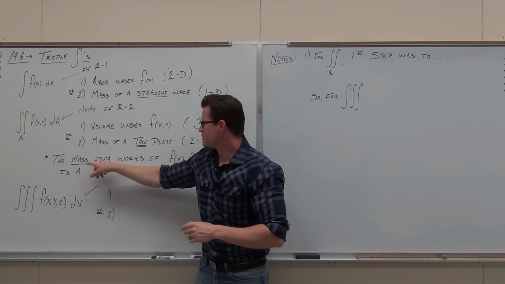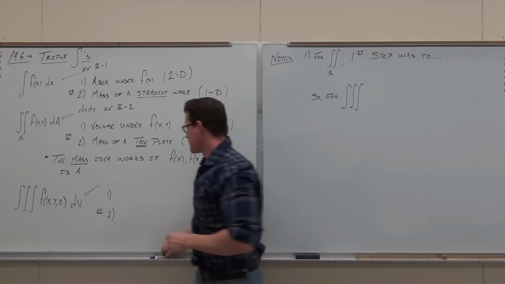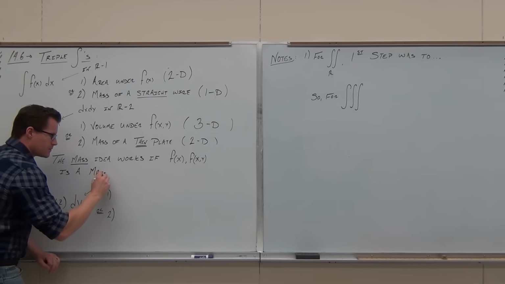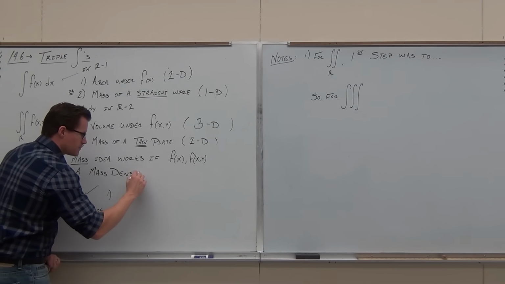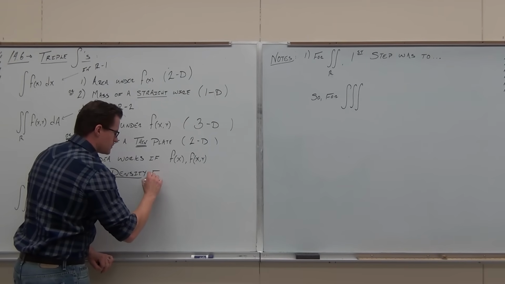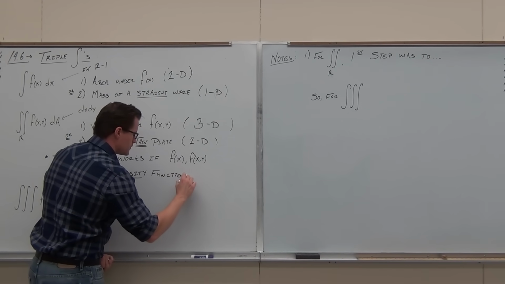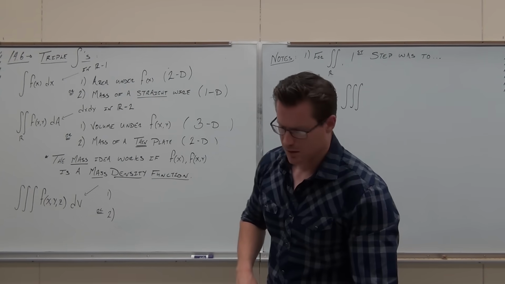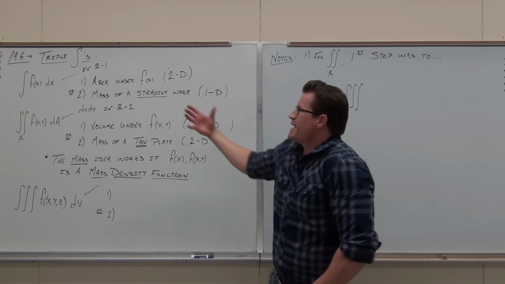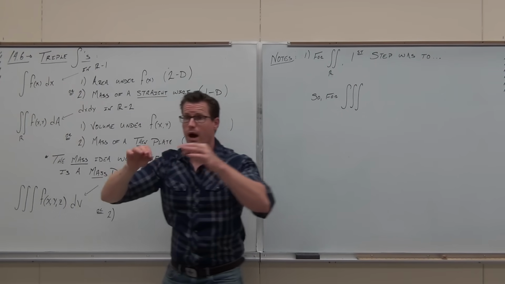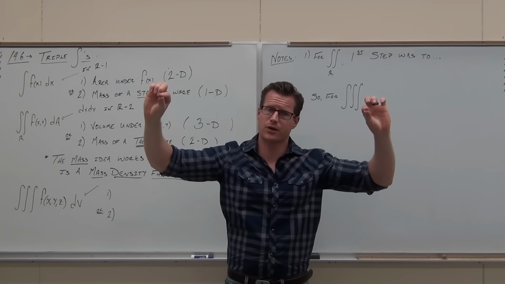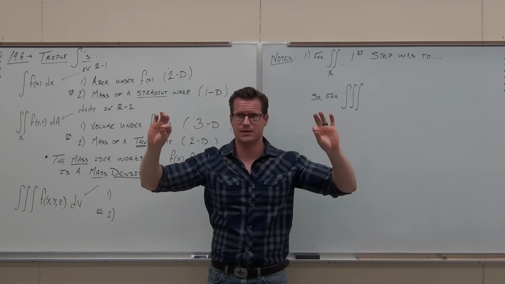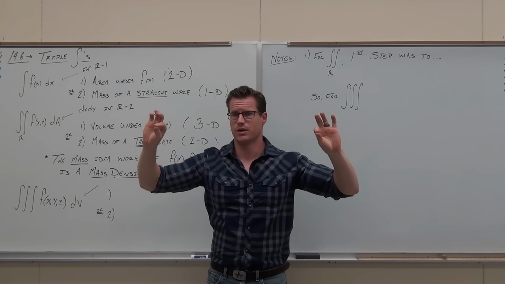If f of x is a mass density function of the wire, so imagine a straight wire, not curved, and this function tells you where the mass is along that wire, you getting the idea? The integral will tell you the mass of the wire.